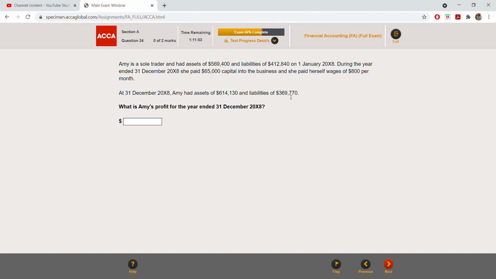So opening capital, add capital introduced, minus drawings. And the difference between that and the closing capital, the balancing figure, is known as profit, which is 32,400.